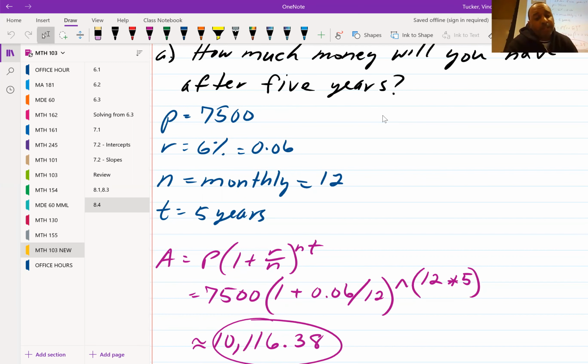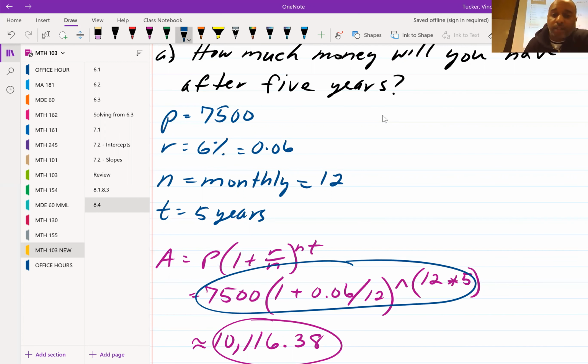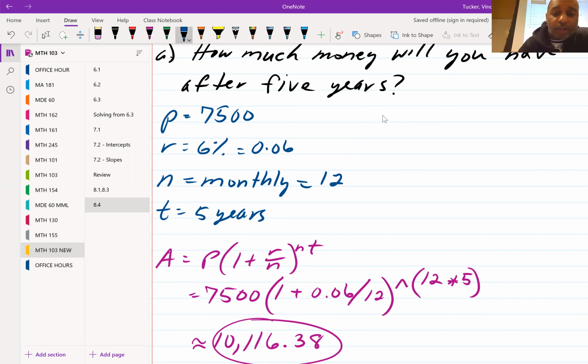Now, depending on the type of calculator you have, a lot of calculators, you can just put that in just like that, and you'll get the answer. Notice, I'm not expecting you to do any handwork here. I went from the formula right down to the answer of $10,116.38. Always make sure we round it to the hundredths place because we're dealing with money.